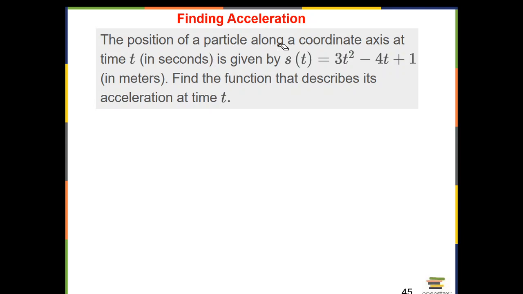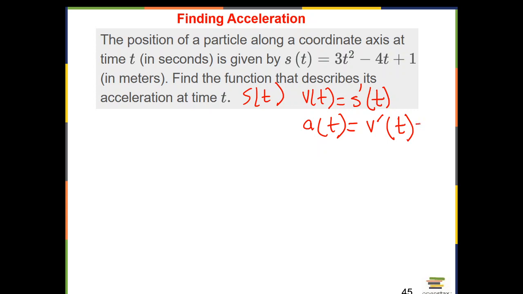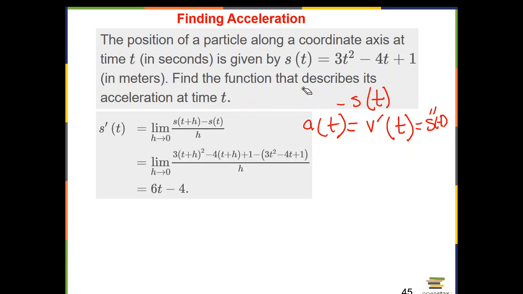So the position of a particle along the coordinate axis at time t is given by this. Find a function that describes its acceleration at time t. Okay, now, if we have the position function, the derivative of the position function is the velocity. And the derivative of the velocity is acceleration. So acceleration is the derivative of the velocity, which is the double derivative of the position, right? Because to take the derivative of this, that means you're taking another derivative of the position function. So that's the idea of the connection between position, velocity, and acceleration.